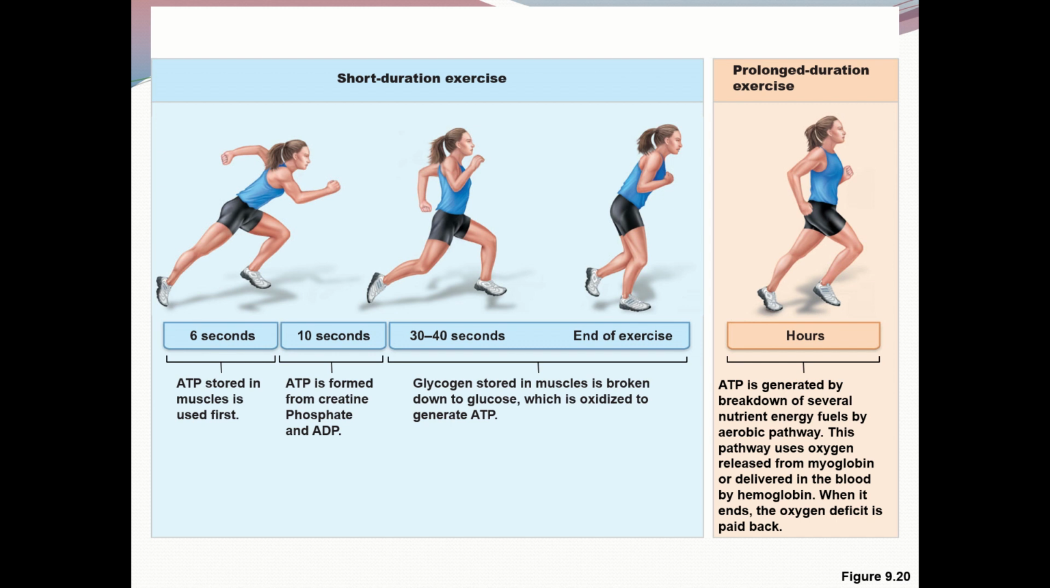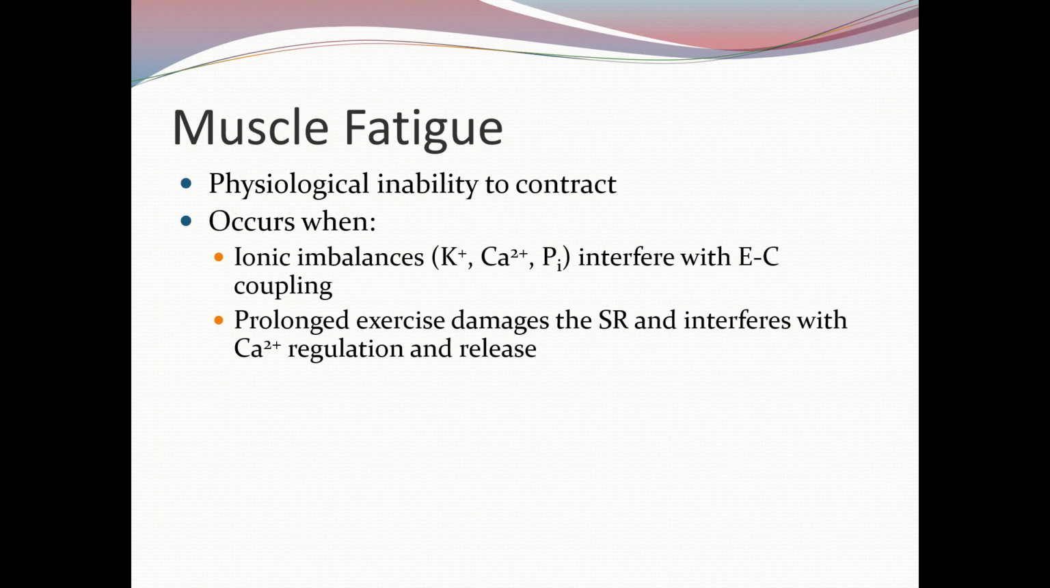And then in prolonged duration exercise, which can go for hours, the ATP is generated by the breakdown of several nutrient energy fuels by aerobic pathway. This pathway uses oxygen released from myoglobin or delivered in the blood by hemoglobin. When it ends, the oxygen deficit is paid back. So the body's going to tailor and use a mixture of all of these fuel sources.